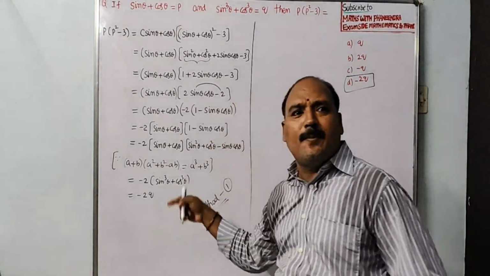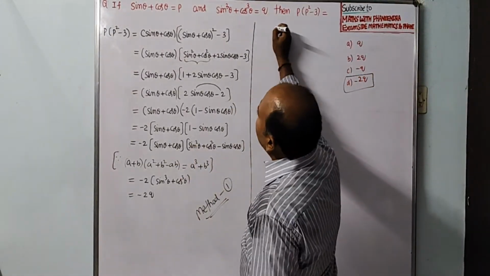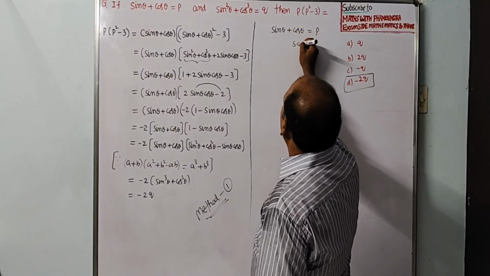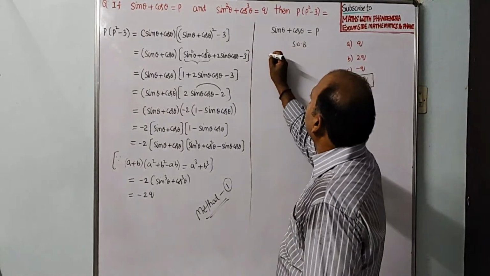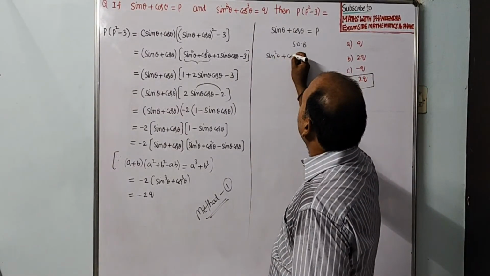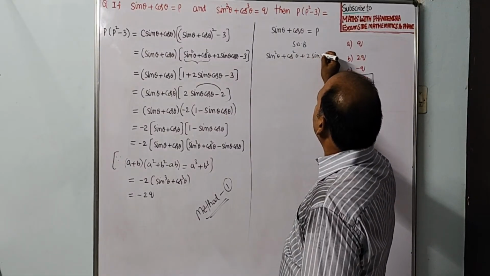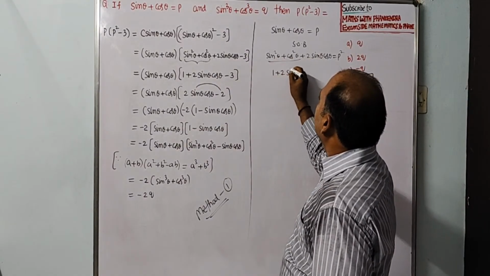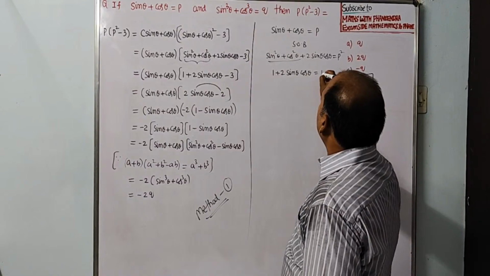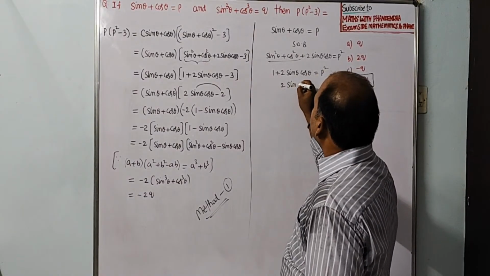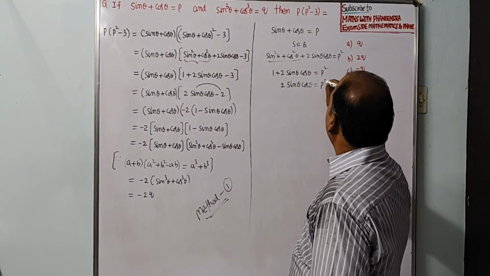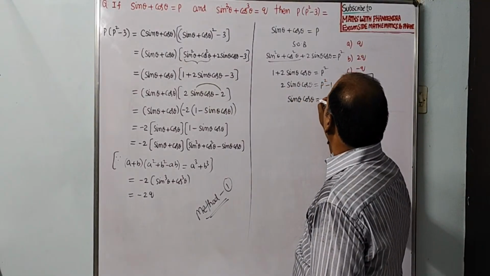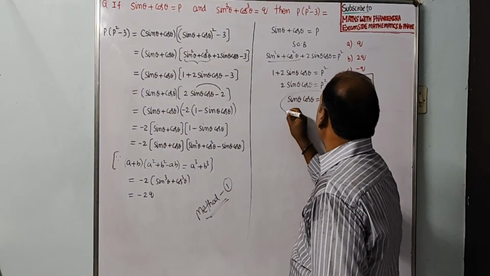So not only this method, but also we can go another method. So first, what value is given? Sin theta plus cos theta is equal to p. Squaring on both sides and get the value of p square. So sin square theta plus cos square theta plus 2 sin theta cos theta is equal to p square. Okay. This value is 1 now. So 1 plus 2 sin theta cos theta is equal to p square. So 2 sin theta cos theta is equal to p square minus 1. But I want only sin theta cos theta. So sin theta cos theta equal to p square minus 1 by 2.